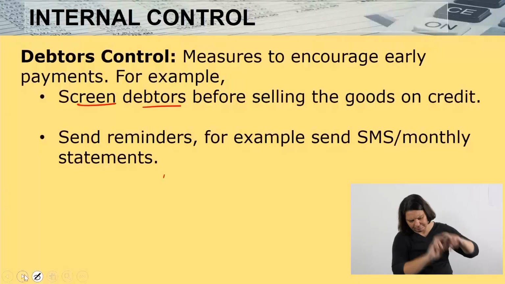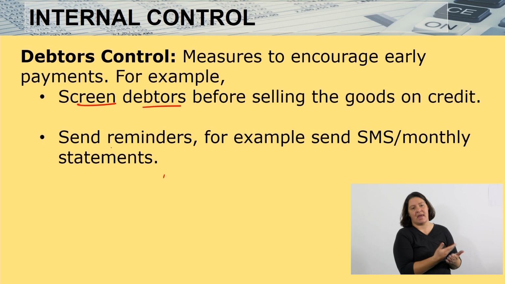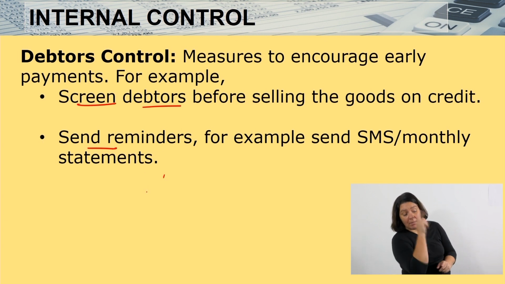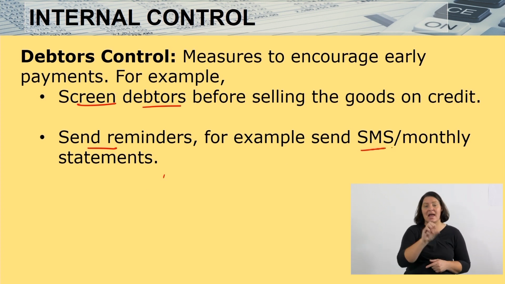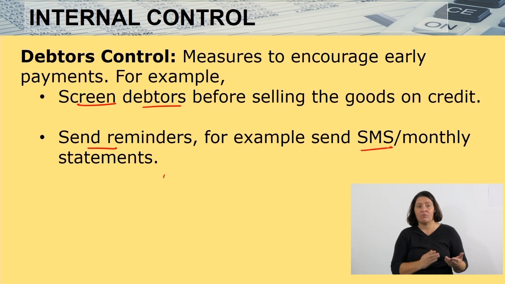So a business, number one, needs to screen its debtors, and then we need to send reminders. And these reminders need to be regular reminders. It can be monthly reminders. And the kind of reminders that we can send them are SMSs, which we can send via the phone, or we can send statements. These days, we can email the statements, or we can even send them by post. That is very important for a business, to constantly remind debtors of how much they are owing.